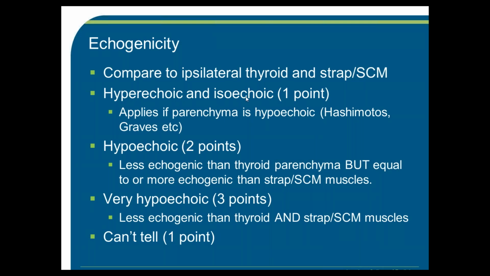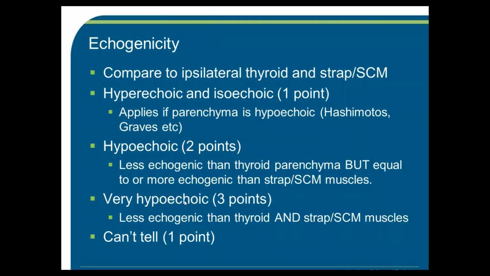Hyperechoic and isoechoic nodules are sort of self-explanatory, and they get 1 point. Realize that if the thyroid gland itself is hypoechoic due to autoimmune disease, you still compare the nodule to the hypoechoic thyroid tissue. Hypoechoic nodules are nodules that are less echogenic than the thyroid parenchyma, but are equal to or more echogenic than the strap muscles or the sternocleidomastoid muscle, and they get 2 points.